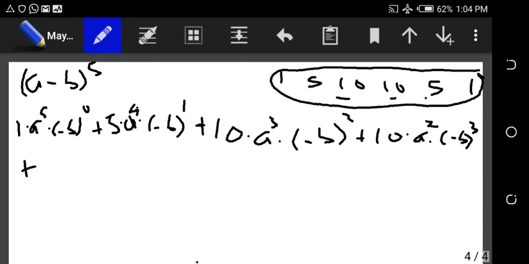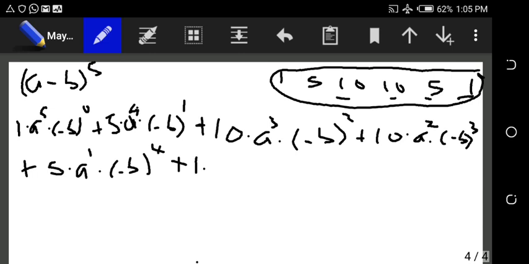Plus the next value of the coefficient, that is 5, so we have 5 times our first term in the bracket, that is a, remember it's decreasing from 2, it's going to be 1 this time around, times our second term, minus b raised to power, the next is going to be 4. Alright, plus the final value of our coefficient, which is 1 here.